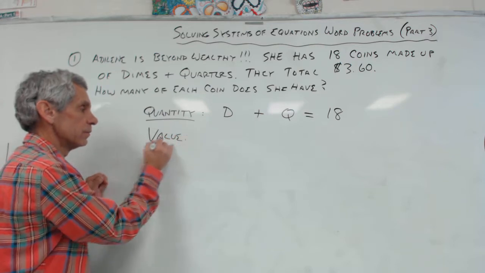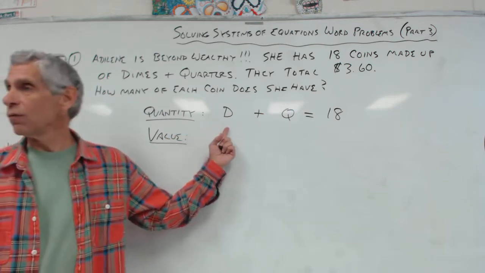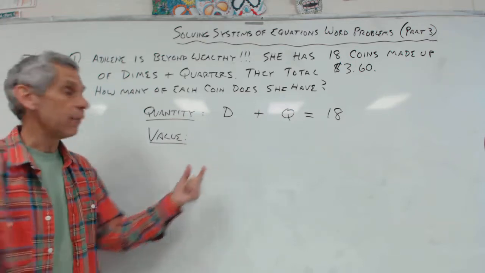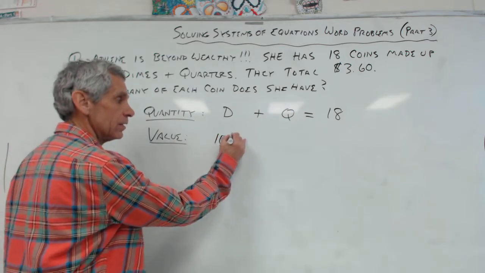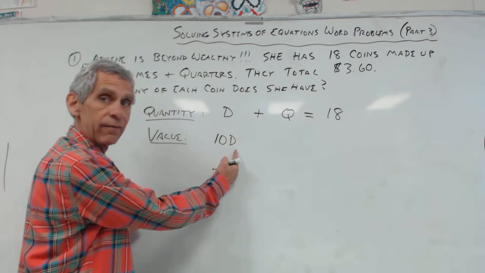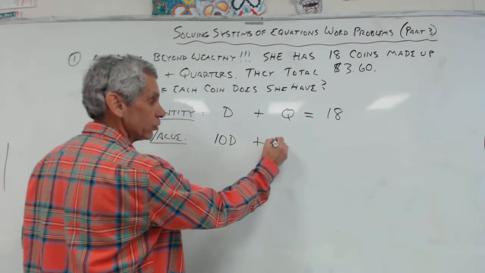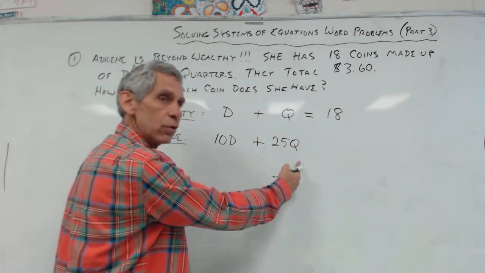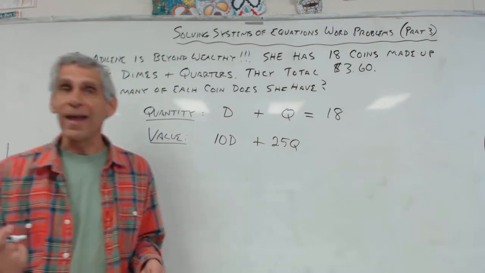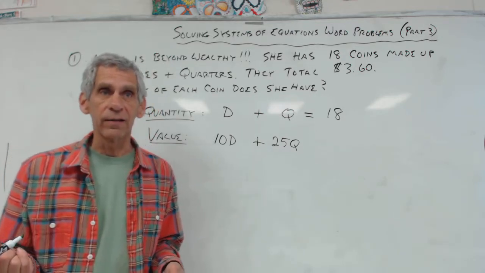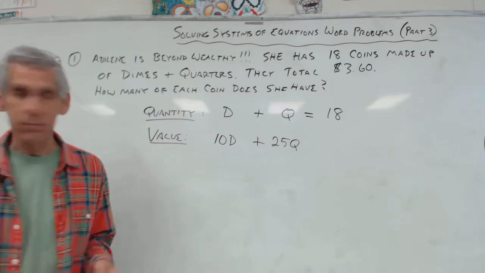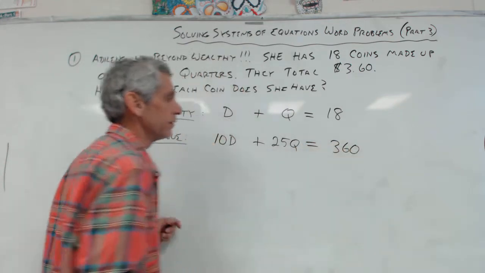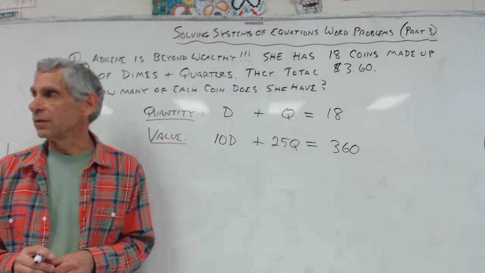Now the second equation is going to be my value equation. What's the value of 1 dime? 10 cents. So I would put 10D here, 10 cents times every dime that I have, plus 25Q. In front of a D, you're always going to put a 10. In front of a Q, you're always going to put 25. In front of an N for nickel, you're going to put a 5. Pretty straightforward, right? Equals 360.